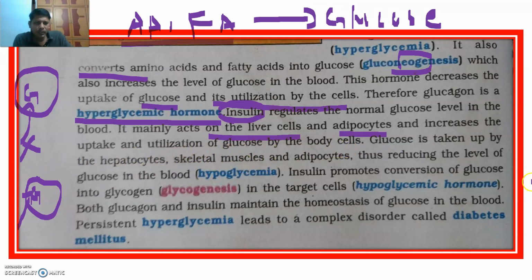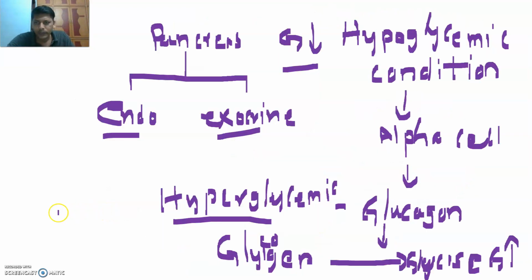Glucose is taken up by the hepatocytes, skeletal muscle cells, and adipocytes, thus reducing the level of glucose in the blood. This is a hypoglycemic hormone as it decreases glucose levels in our blood. Insulin promotes the conversion of glucose into glycogen.